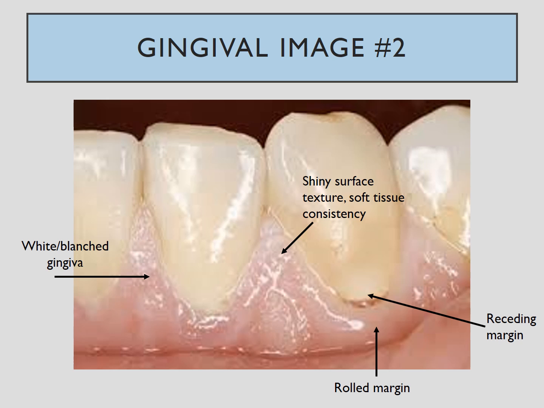On this second image from Brenda's mouth, we can see a close-up of the tissue. Again, it is showing a white blanched color. It has a shiny surface texture with a soft consistency. We can see that receding margin as well as the rolled margin.